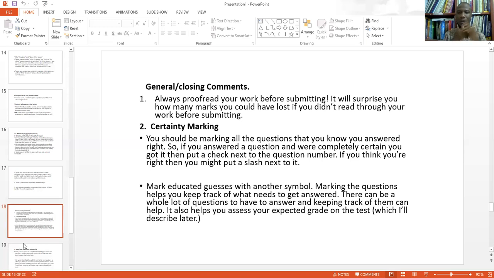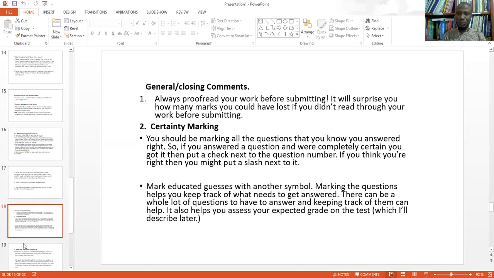So what you do for certainty marking is that you look through and then you mark out the ones that you are sure of. You put a check, that's a correct mark against them. And then the ones that you are not too sure, maybe you use strokes or something, and then another mark for the ones that you don't know. So this is the benefit of that.